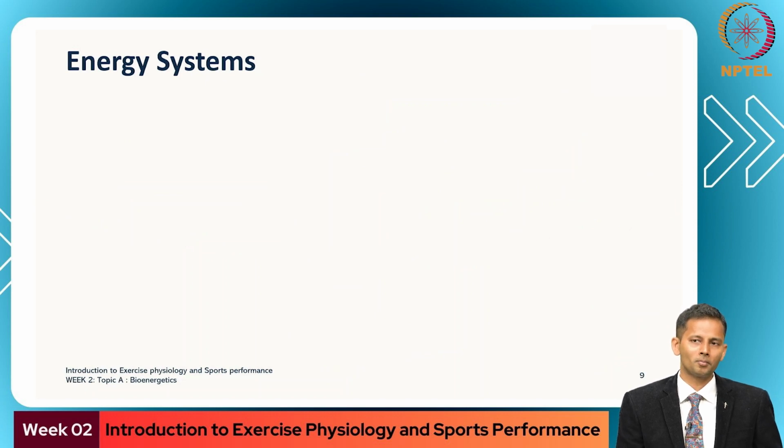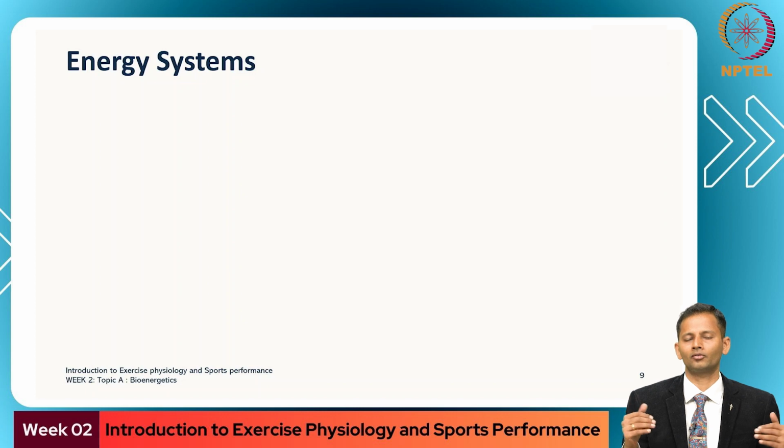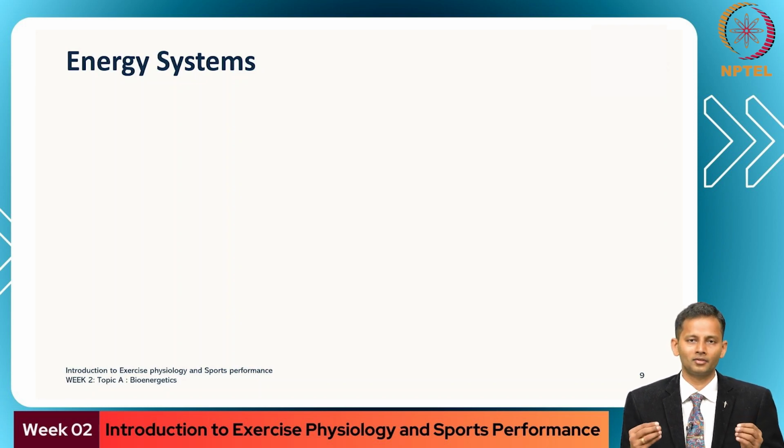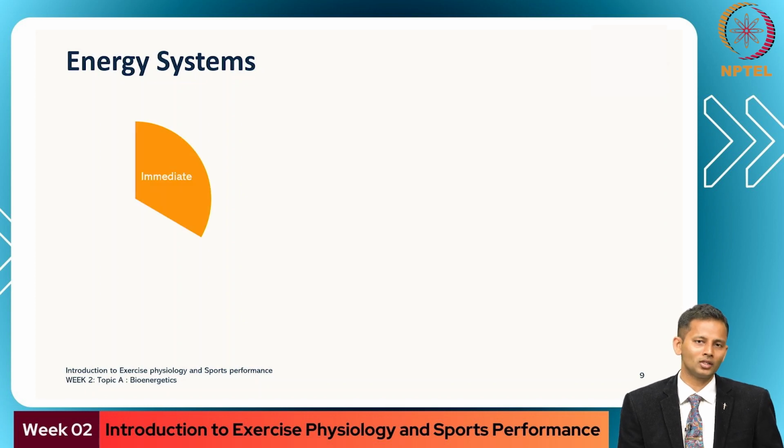So knowing the basic broad idea about the process of chemical breakdown of complex substances, or the macronutrients, into simple utilizable compounds, and thereafter further generation through chemical processes to produce ATP, now we will understand what the different energy systems are. So based on the need, everything depends on the need, right?